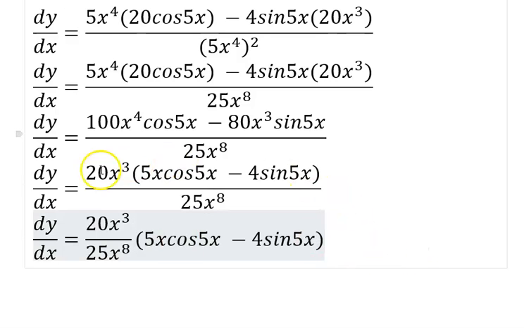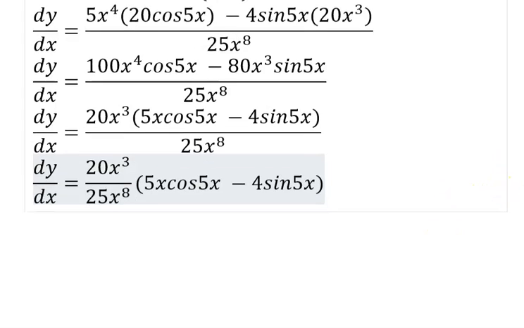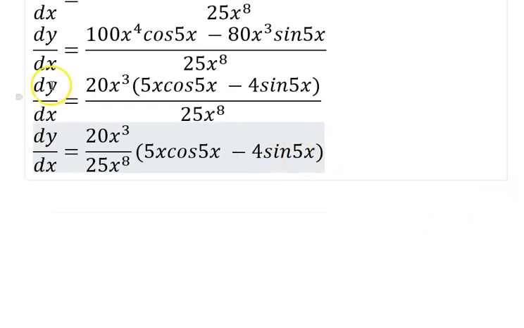Awesome. So it is still the same thing. It's just like saying 20x raised to power 3 divided by 25x raised to power 8. That's what we have here. Then you have all this 5x cos 5x, we have it here, 5x cos 5x minus 4 sine 5x, we have it here, 4 sine 5x. It's just as simple as that. You can also leave your answer like this, or if you feel like solving further, you can cut. Something can cut out from up and down here. Let's quickly see how we can manipulate that.